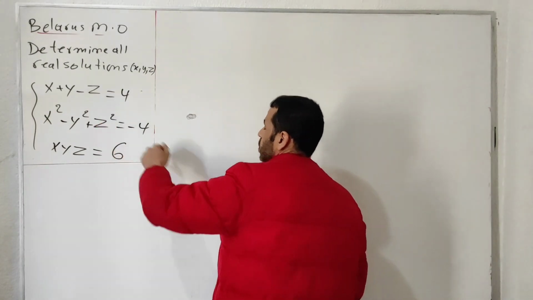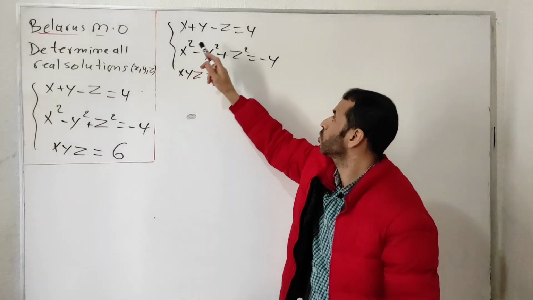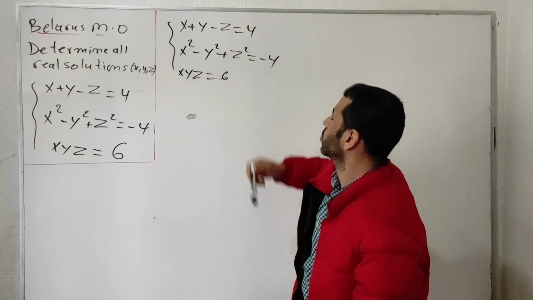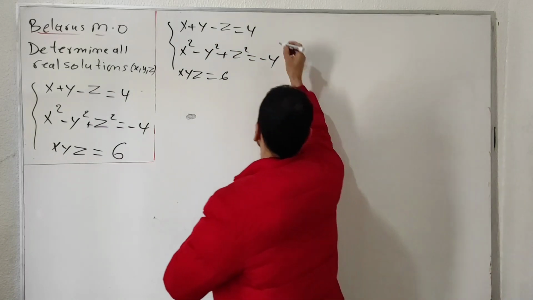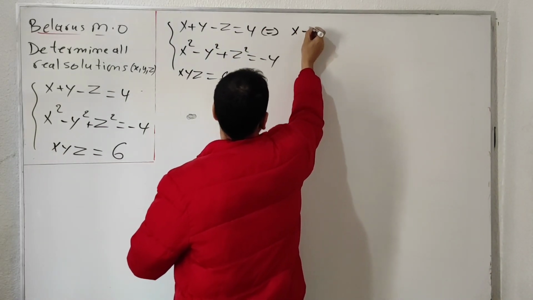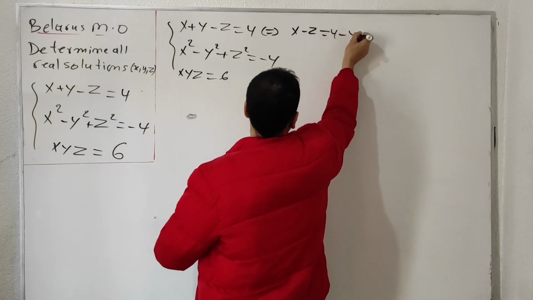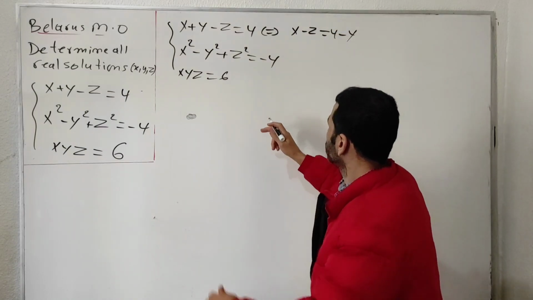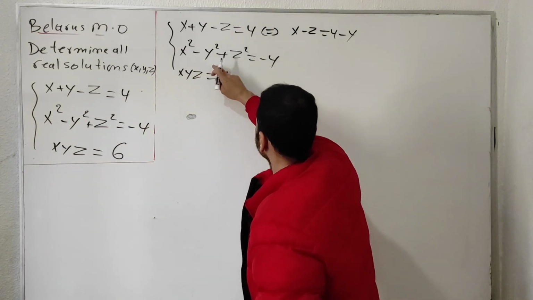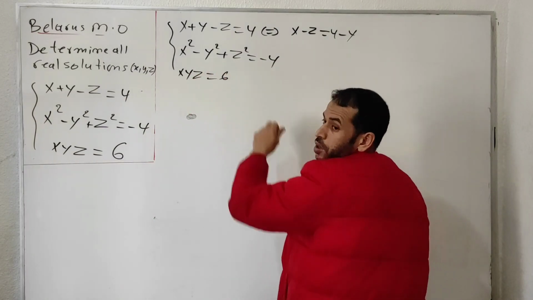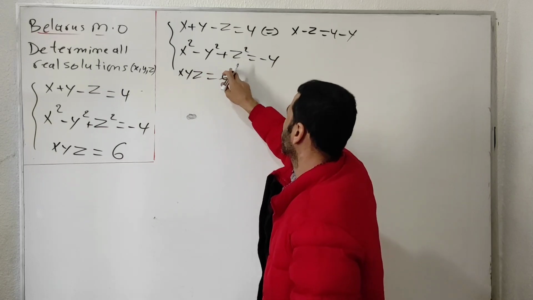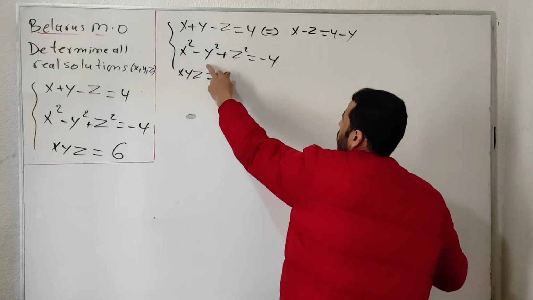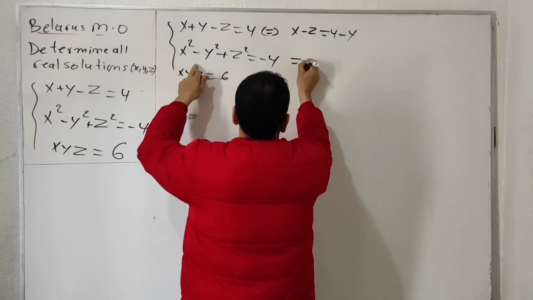So here we have the following equation. The first thing, I'm going to move this y to the right side of the equation. I will have x minus z equals 4 minus y. Okay? Then I'm going to play around with these terms. I'm going to build a perfect square here by adding some terms.